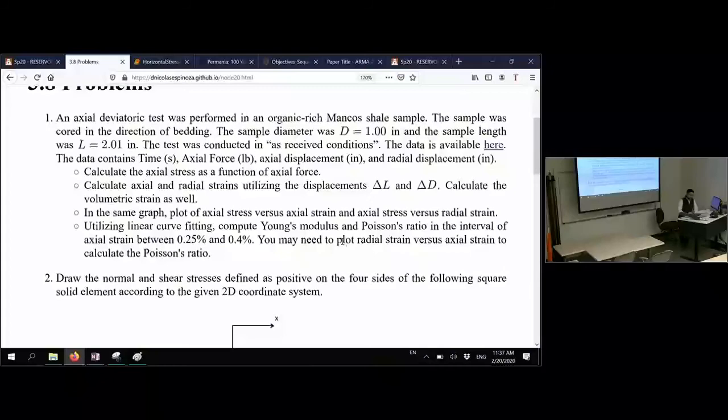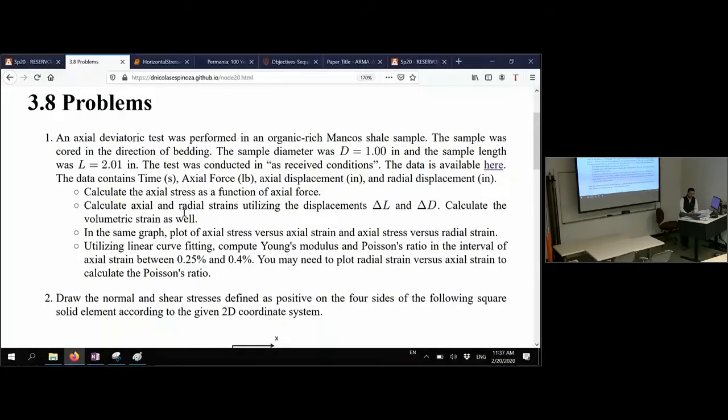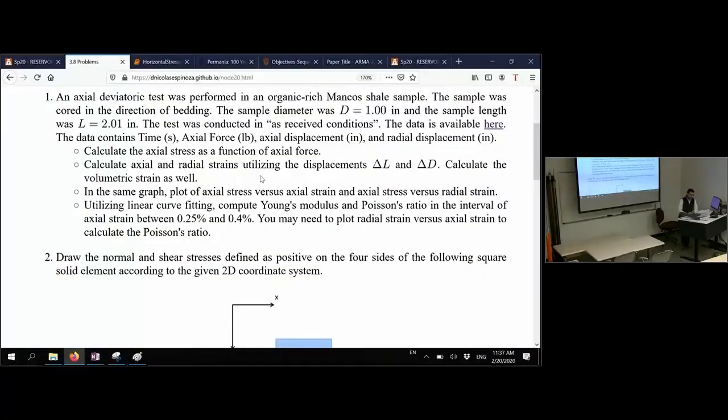Alright, so this homework is due tomorrow, right? Question number one and number two. Hopefully, number one, you have already done it. Here, I should have already fixed my typo in the same graph plot. Okay, radial strain. Yeah, it's already fixed. Is there any question with that one, which is due tomorrow? No? All right. The second one.